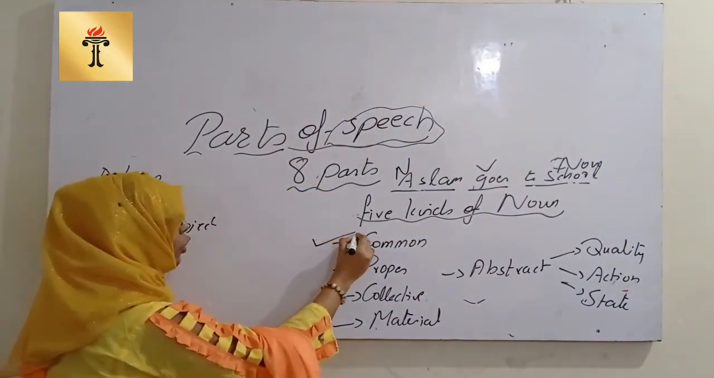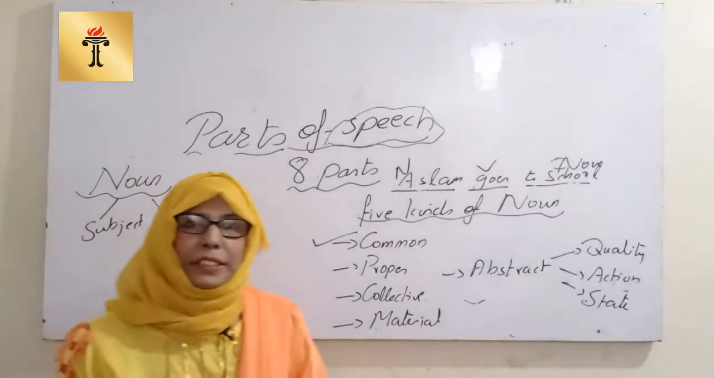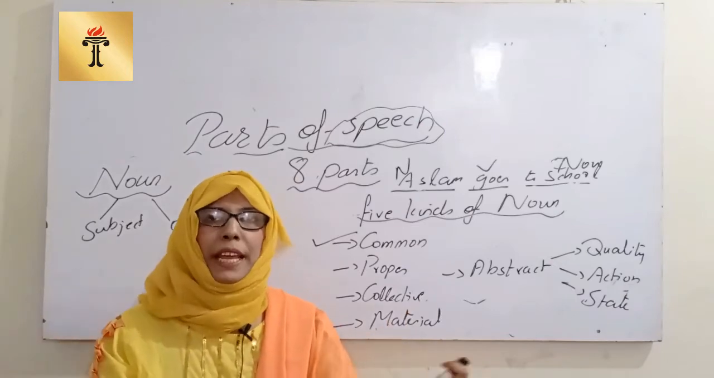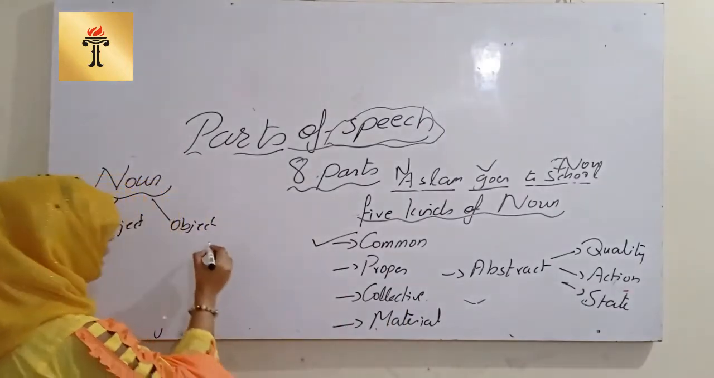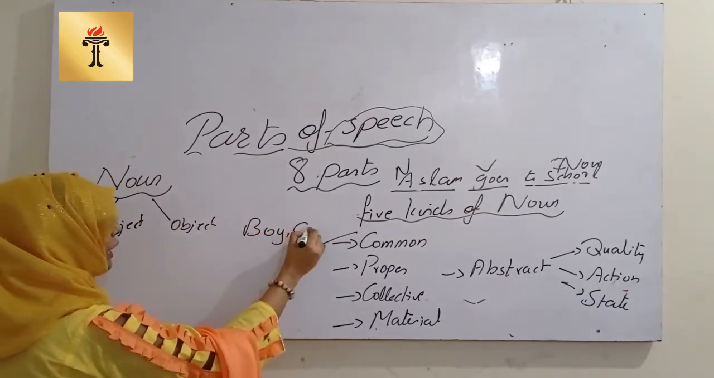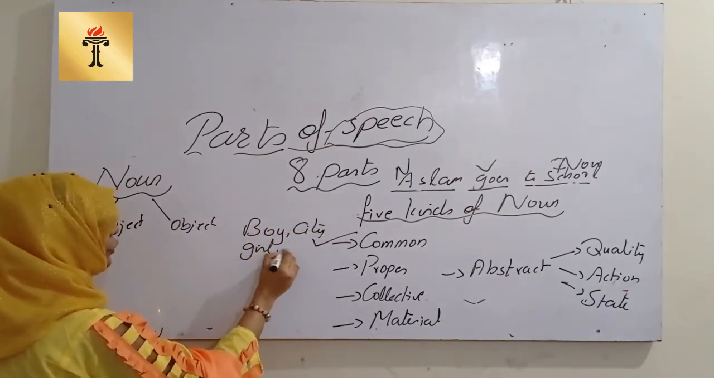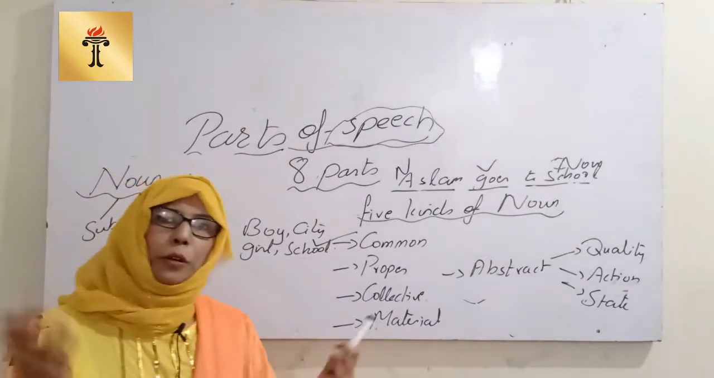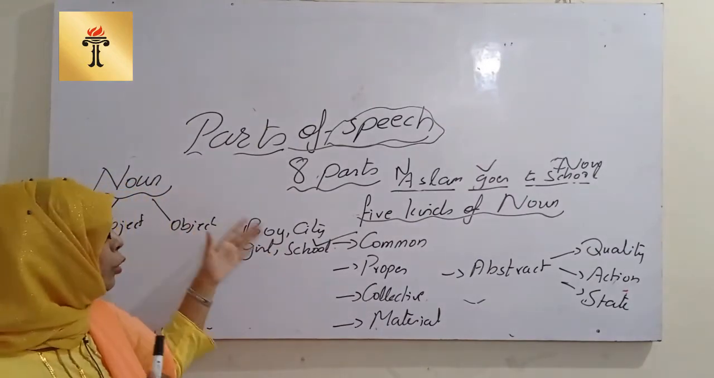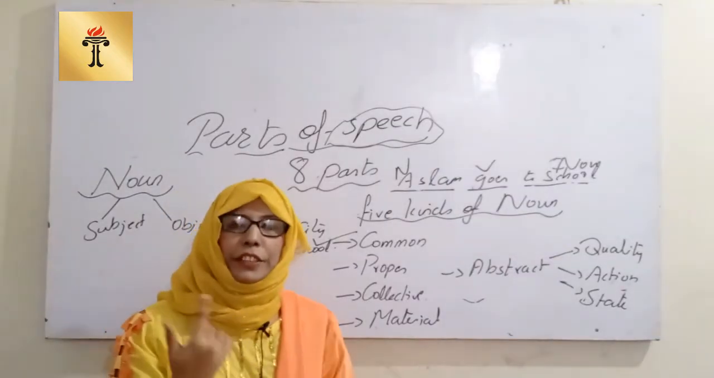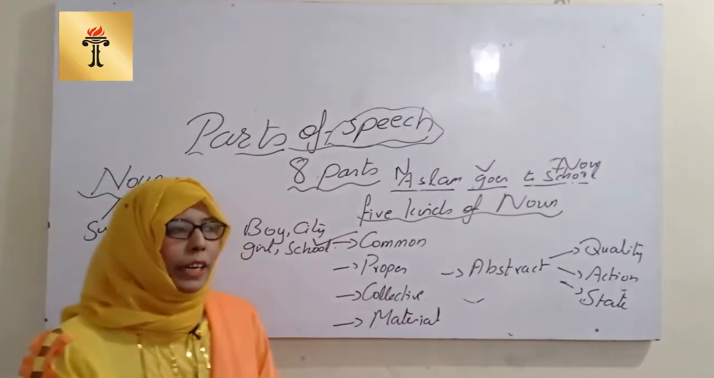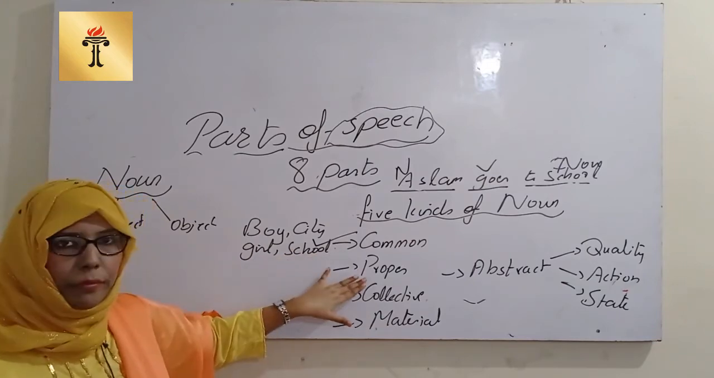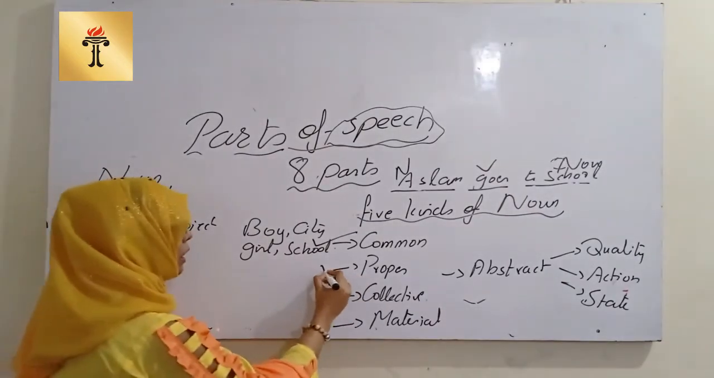What is a common noun? A common noun is a noun which is used for any person, place or thing. Like if I say boy, city, girl, school. So these are common nouns. There are so many schools, so many girls, boys and cities. The word which is commonly circulated to categorize into a part of speech is said to be a common noun.